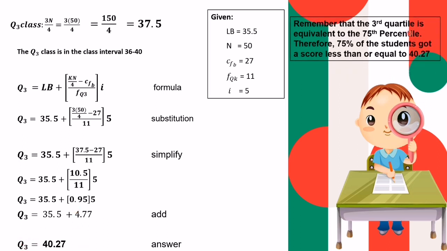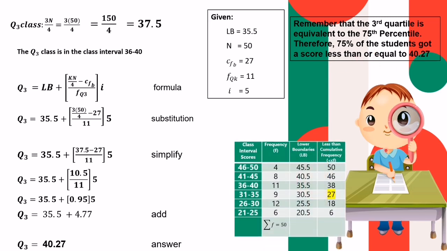Remember that the third quartile is equivalent to the 75th percentile. Therefore, 75% of the students got a score less than or equal to 40.27. So, based on this, it really belongs to this class interval 36 to 40. So, do you understand our lesson? Okay, very good. So, let us summarize our lesson for today.